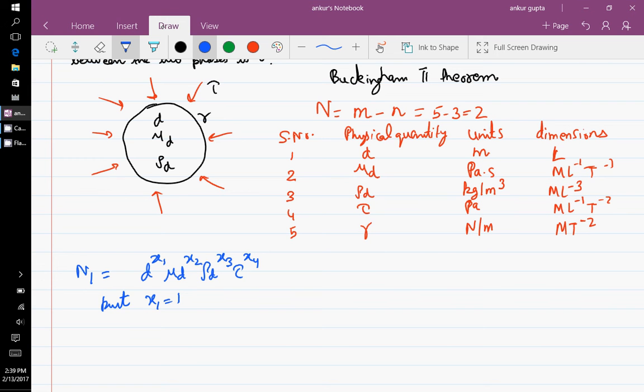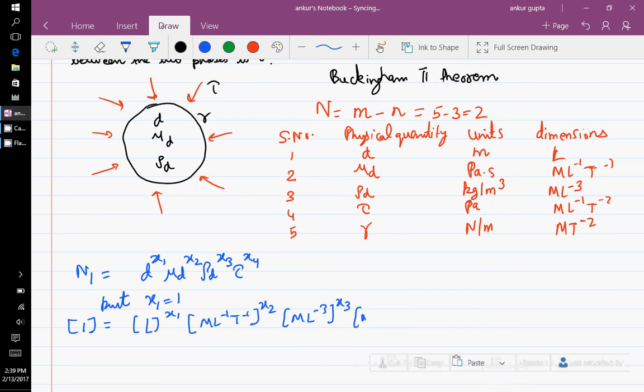And then we will take this in form of dimensions. So n1 is the dimensionless number, has dimensions 1. Dimensions of d is L. We have found this dimension here. L raised power of x1. Mu d is ml minus 1, t minus 1 raised power of x2. Rho d is ml minus 3 raised power of x3. And tau is ml minus 1, t minus 2 raised power of x4.